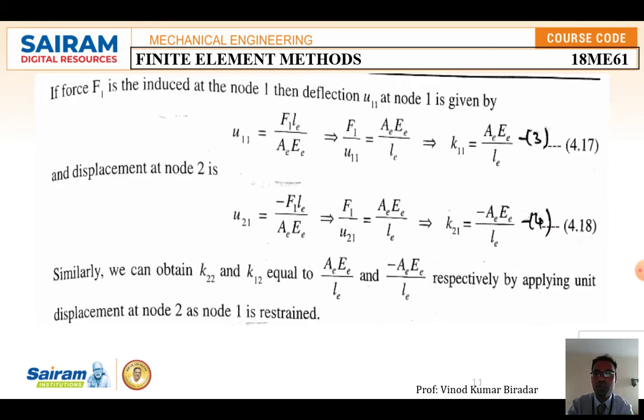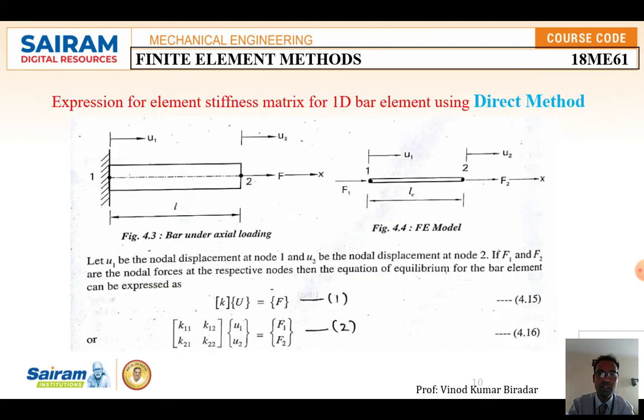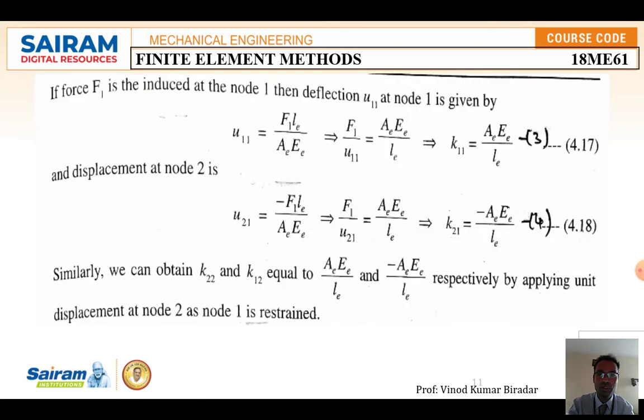So if the force f1 is induced at node number 1, then the deflection u11 at node number 1 is given by: if the force is induced here, the displacement is equal to force into this. So u11 is equal to f1 L by AE.